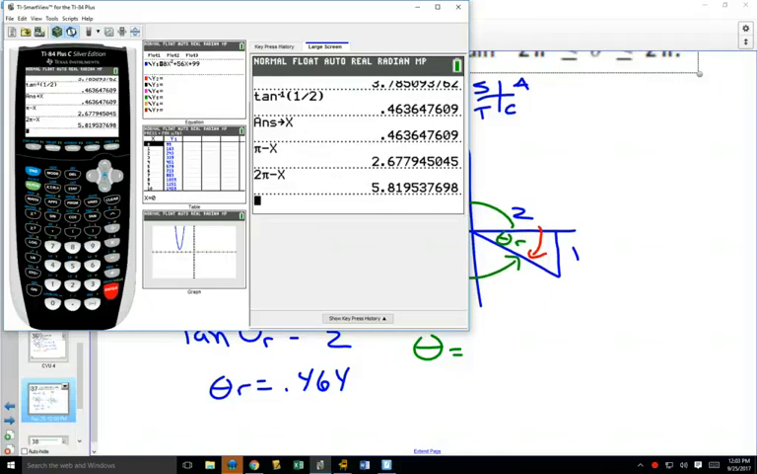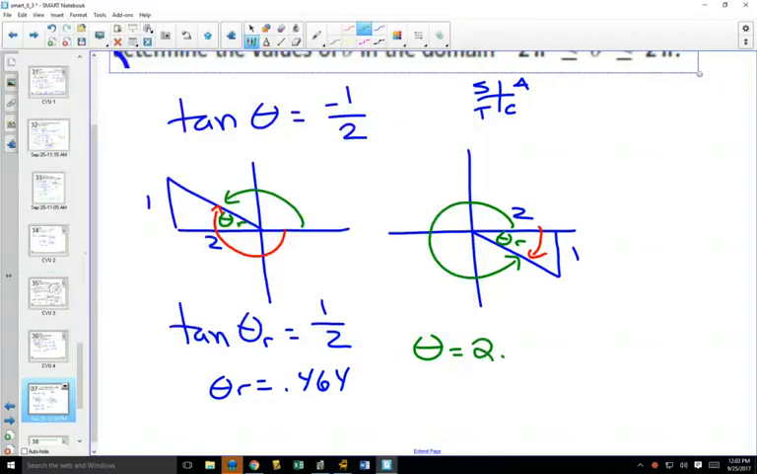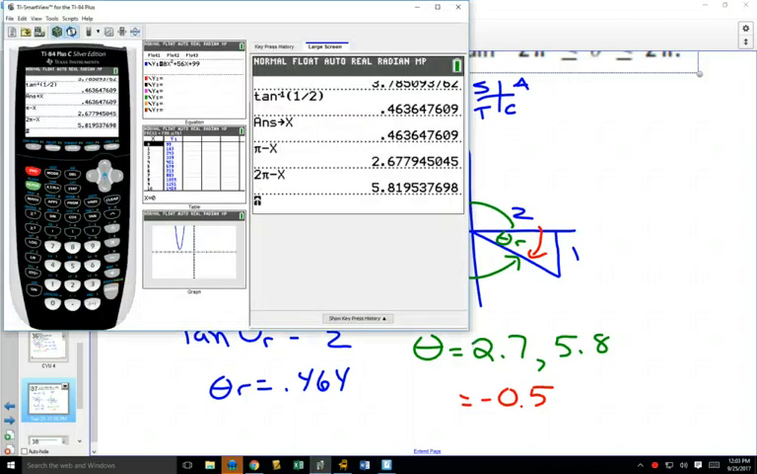So to the nearest tenth, 2.7 and 5.8. For your negative ones, 1 will be negative your reference angle. If I round 0.46, I'll get negative 0.5. The other one would be pi plus your reference angle. 3.6.